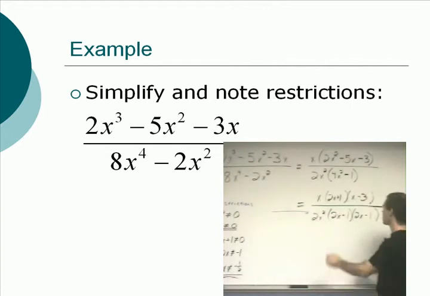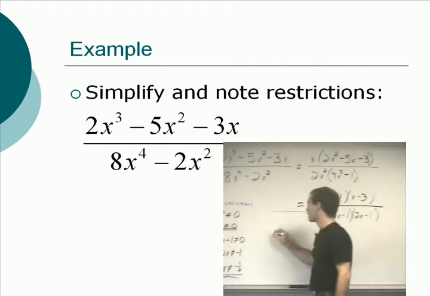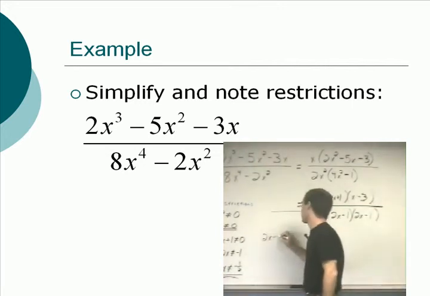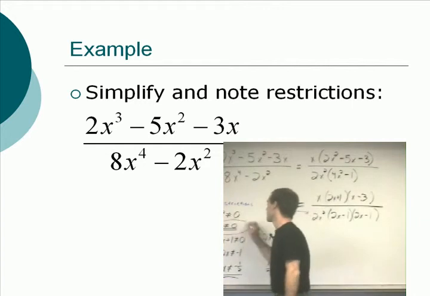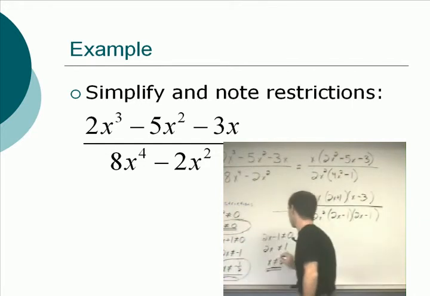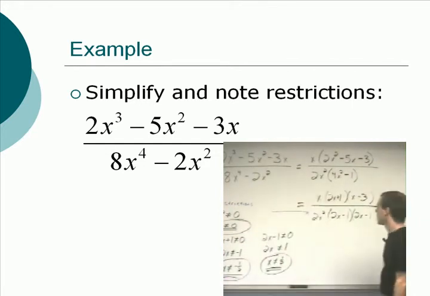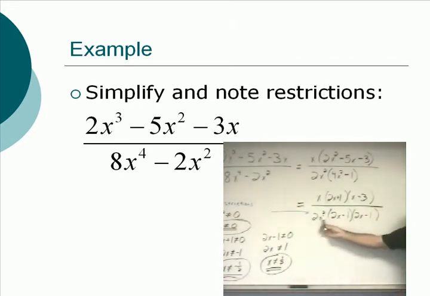And our third restriction, 2x minus 1 can't be 0. Add 1 to both sides and we have 2x cannot be equal to 1. So x cannot be equal to 1/2. So there's our three restrictions. Too easy to miss this one. Don't forget that that one is a restriction also. All right, well now we can answer the final question. We've got our restrictions. Now simplify it.